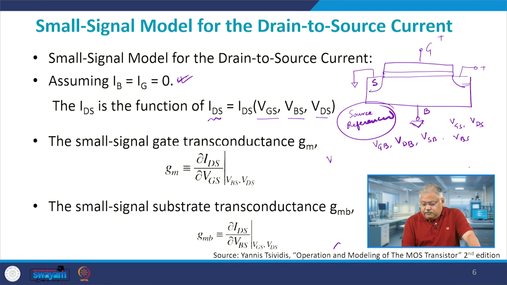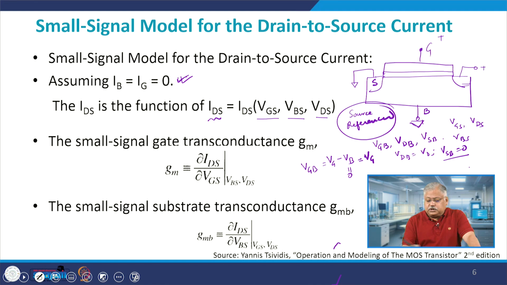So, what is VGB? VGB can be written as VG minus VB. Now, since gate is given a positive voltage, it will be nothing but Vg because Vb equals 0. If you take VDB, VDB will again be equal to Vd, and VSB will be equal to 0 because both source and bulk are grounded. So, this is known as body referenced modeling.